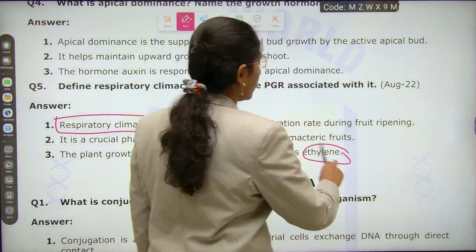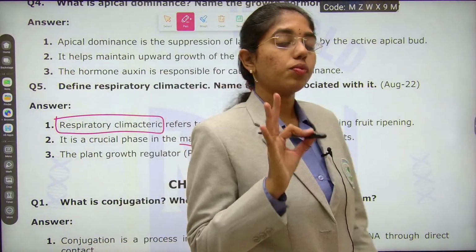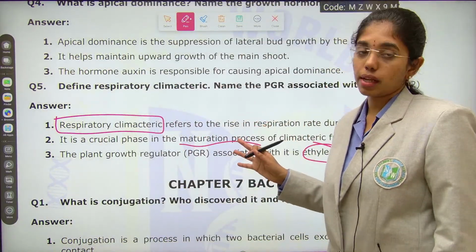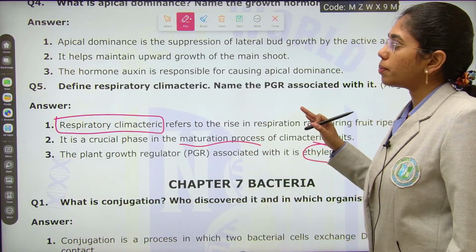You can begin the answer with ethylene also, because for every 2 marker question, that is VSAQ, you have to give straight and prompt answers. Answers should be very accurate. So this is about plant physiology.